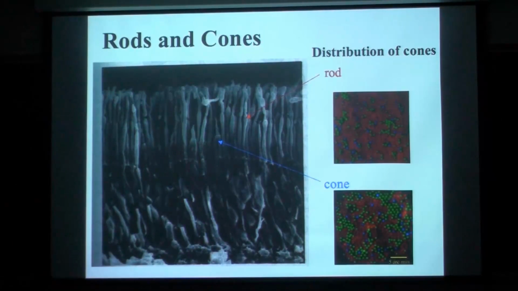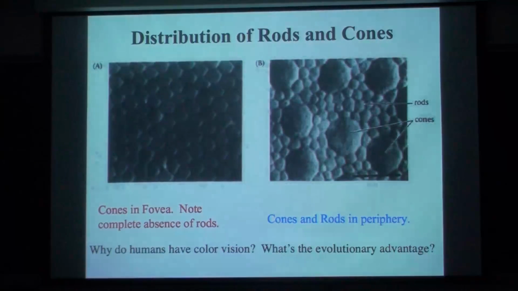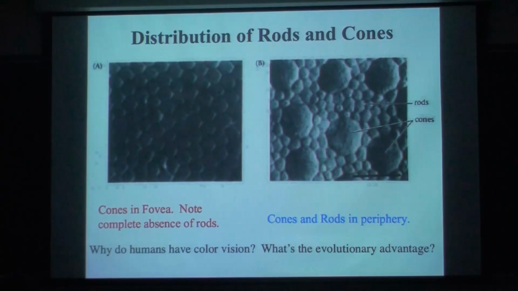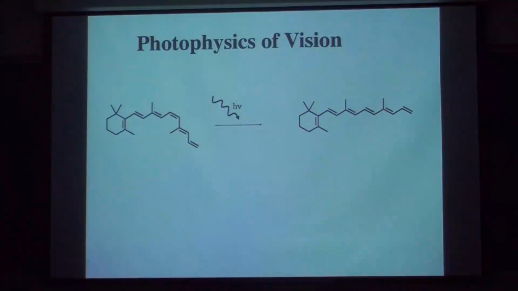And all using the same molecule to achieve that. So here you see the distribution. I told you already that in the periphery we have more of one, and in the fovea more of the other. Okay, so now the eye is a photon receptor, and the way it works is with the molecule retinal, and I showed this to you already.